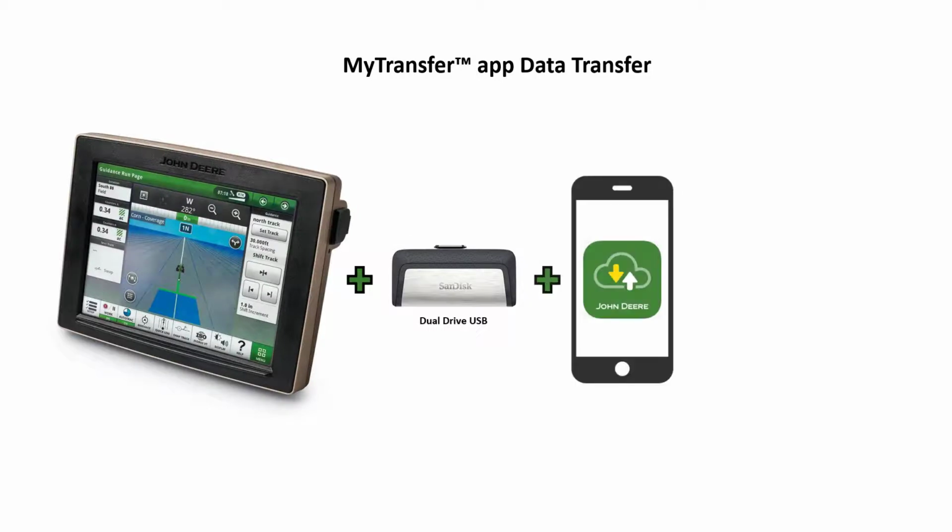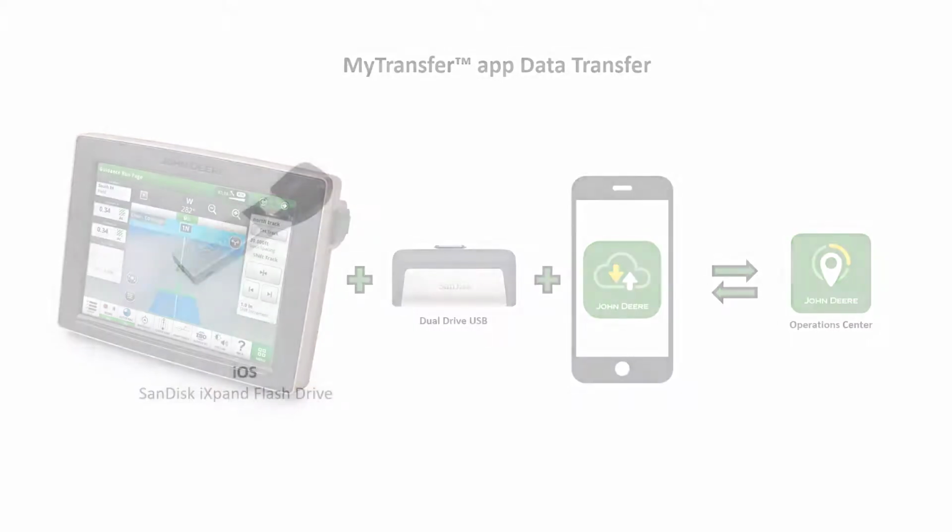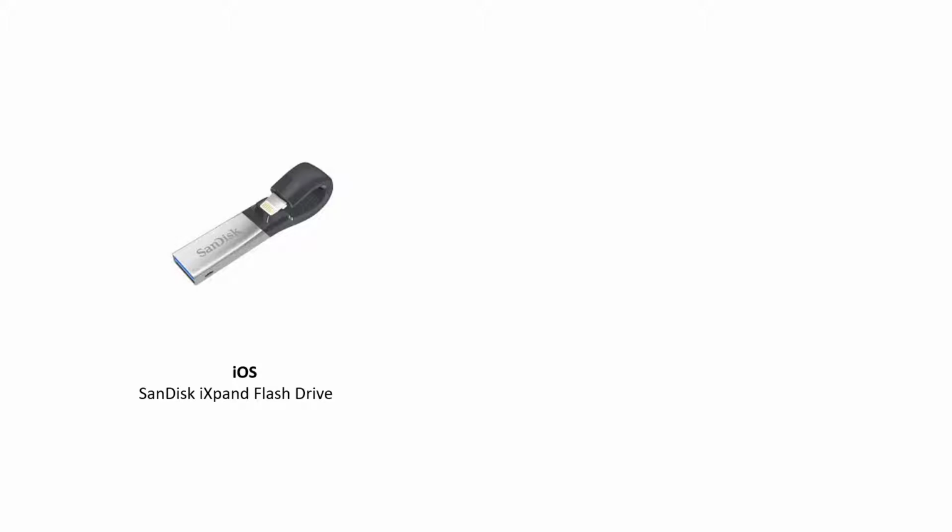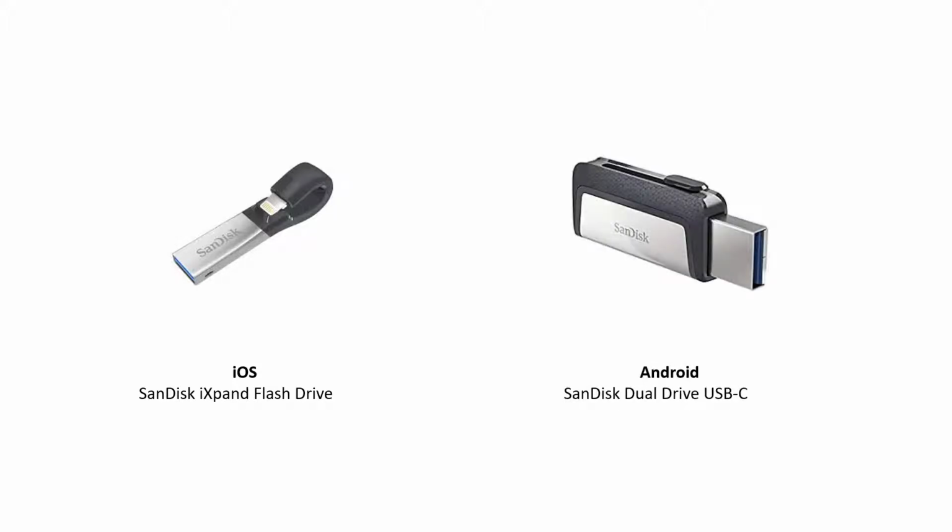Using the MyTransfer app to transfer data requires a mobile device and a dual drive USB. If you use iOS, you'll need a SanDisk iXpand USB, and if you're an Android user, you'll be able to use a dual drive of the same capacity, such as the SanDisk Dual Drive USB. Make sure the capacity of the USB is 64 GB or less, as this is what the display is compatible with.